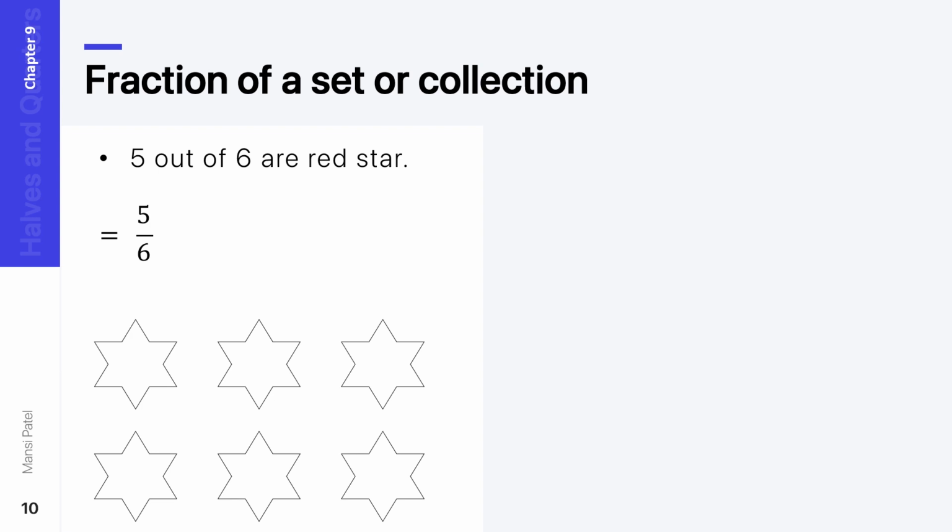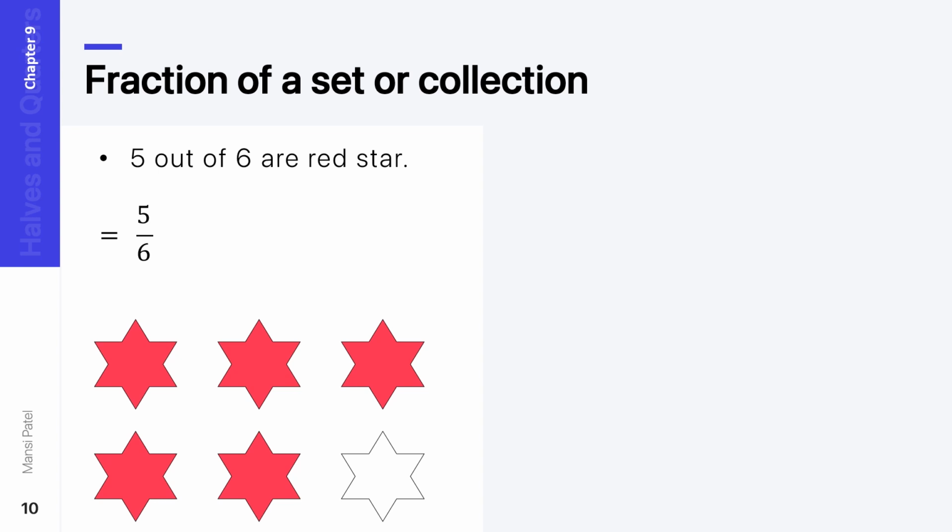See here, this is a group of 6 stars. Out of these 6 stars, in how many stars do we have to color? The number written in the numerator is the number of stars we have to color. So in how many stars? 5 stars. So just color 5 stars: 1, 2, 3, 4 and 5. So the fraction for this figure is 5 upon 6.